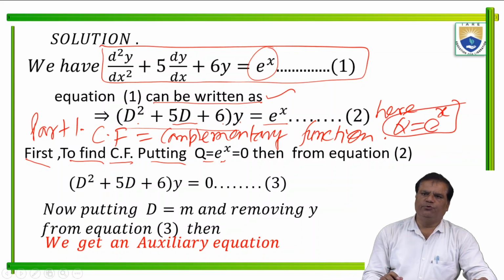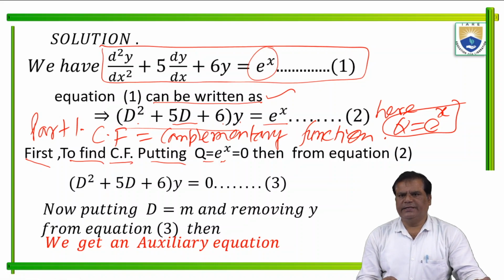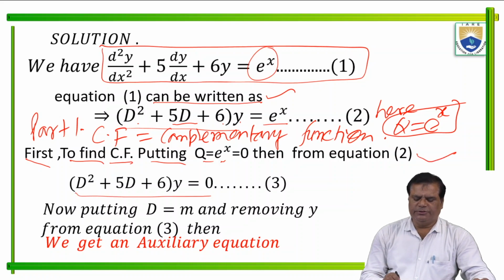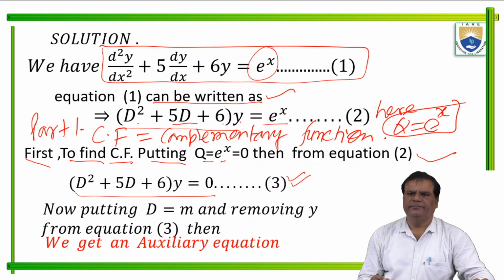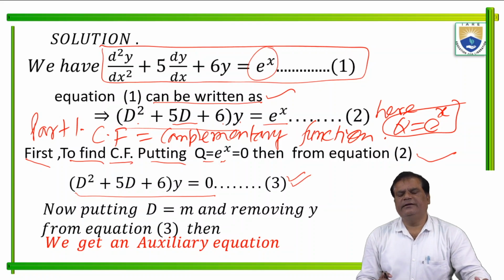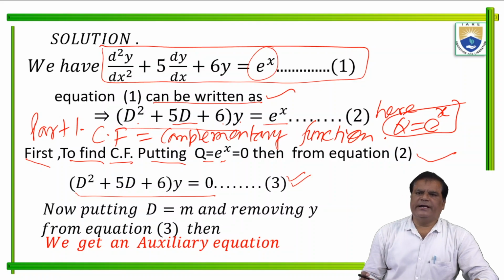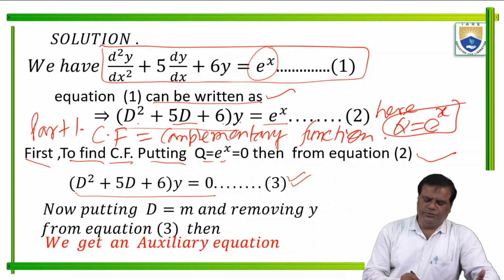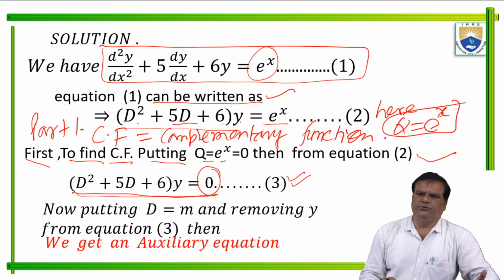So Q equal to e to the power x on the right hand side of the equation, we take that as 0. Then equation 2 becomes (D² plus 5D plus 6)y equal to 0. This is equation 3. Here we put the right hand side as 0, meaning the value of Q is 0. Then we can find the CF. The right hand side must be 0 for finding the CF of the equation.